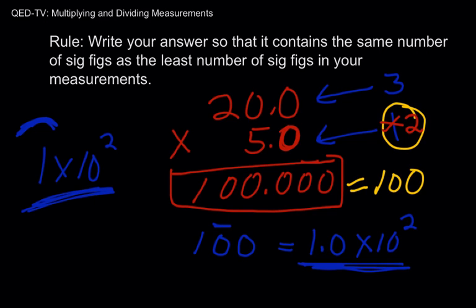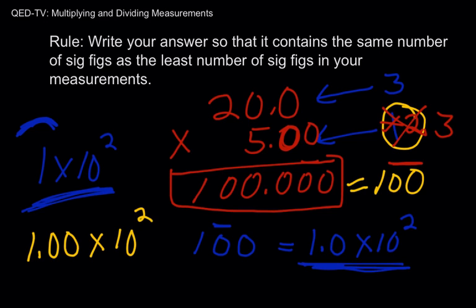For instance, what happens if I did 5.00 times 20.0? Well, now they both have 3 sig figs. So I still get 100 on the calculator. But how do I write 100 with 3 sig figs? I need to show both of these zeros being significant. Well, I need to resort to scientific notation. So I would write 1.00, see, that's 3 sig figs, times 10 to the 2.